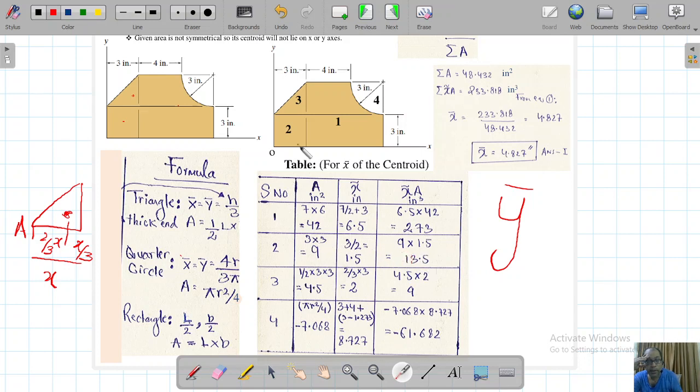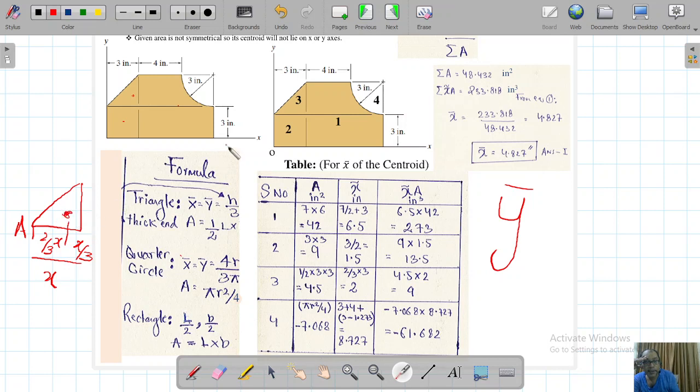Now you go to segment 3. Segment 3 is a triangle. Triangle area will be half into base into height. The base is 3 inches and the height is also 3 inches. But now the main thing is its x tilde, from the origin. If I say this is the origin along the x-axis, we can assume also this is the origin. If we move to this point, somewhere here, our centroid of the triangle is here.